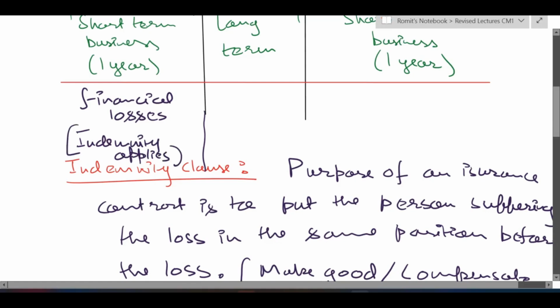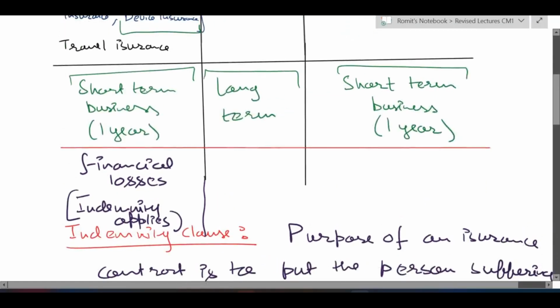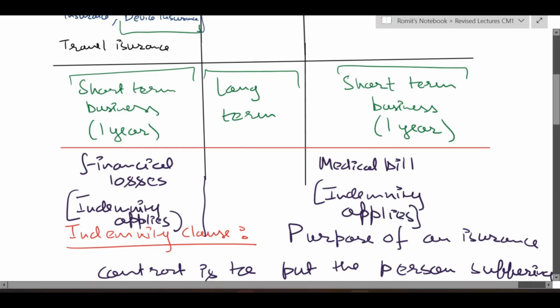Okay. Again, under medical insurance or health insurance, the medical bill is paid by the insurance company. Okay, so indemnity applies again, because they are indemnifying your financial loss that you suffered because of the medical bill. But the health loss cannot be compensated for, right? So here, you can say that indemnity applies, but with a certain caveat or a condition.